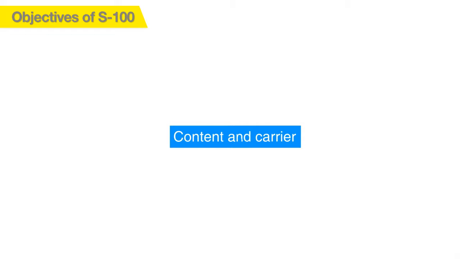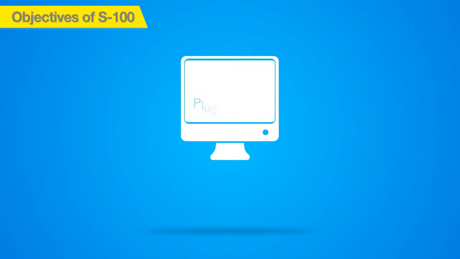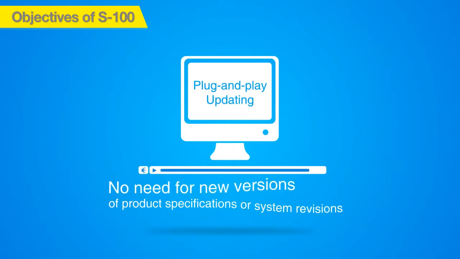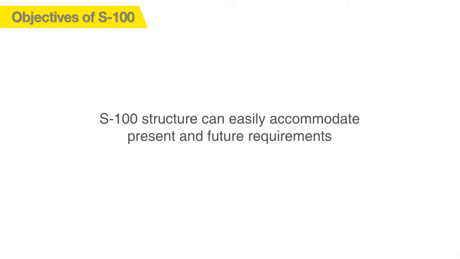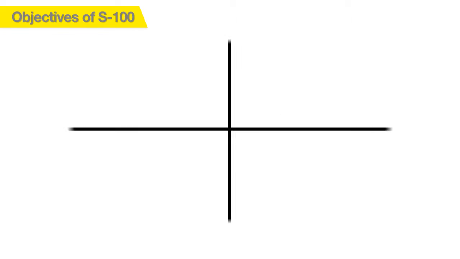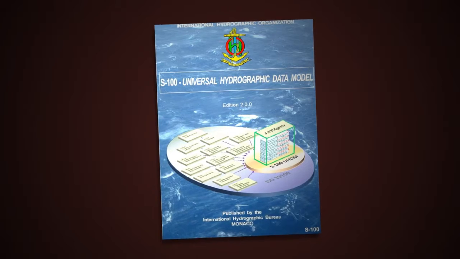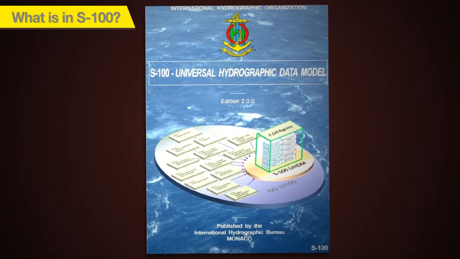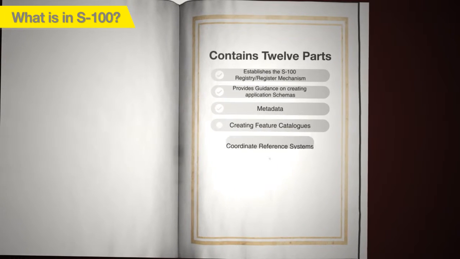Here are the key features of S100. The content of a data set and carrier are independent. And when users update the version of the standard, updating is simple with plug and play. In addition, S100 can easily accommodate requirements of e-navigation, inland and port ENC, and nautical publications as well as ECDIS. S100 is a PDF-type document, and it consists of 12 chapters.